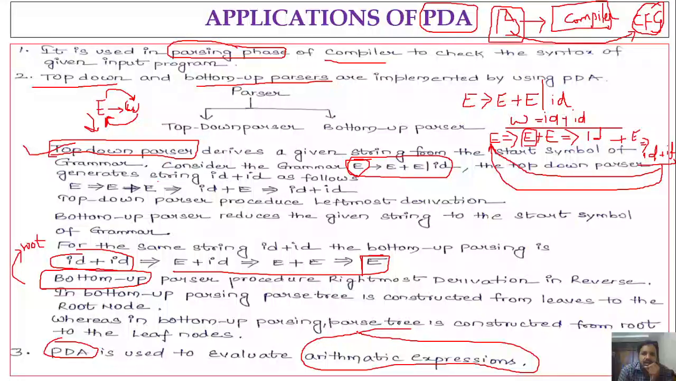In this unit we discussed the construction of pushdown automata. We saw the various properties of pushdown automata and how to construct them for different languages. Then we saw the equivalence between CFG and PDA, converting CFG to PDA and PDA to CFG. Then we saw the two stack PDA concept and the applications of PDA. So this is unit 4. Just refer to this unit once.